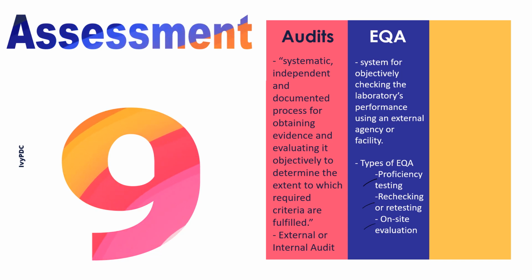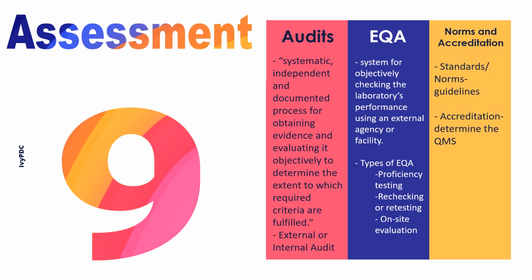an on-site evaluation. Next would be norms and accreditation. Well, norms are the ones that provide the guidelines. Another word for norms is standards, and examples of these organizations that give standards would be ISO and CLSI. Accreditation, on the other hand, would be able to determine the effectiveness of the quality management system in the laboratory.